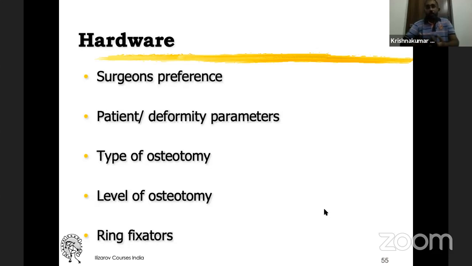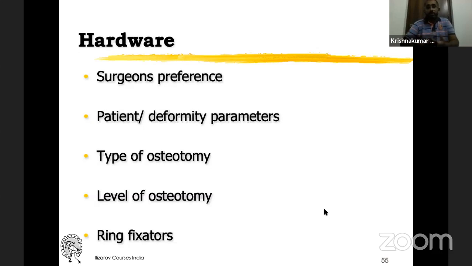If you are doing a plate or a nail, and the deformity warrants some amount of translation, your hardware choice has to depend upon that. So a lot of things depend upon the patient as well as the deformity parameters: the type of osteotomy, whether you are doing an opening wedge or a closing wedge, and the level of the osteotomy also. Certain deformities that are very close to the joint, sometimes you find it difficult to fix with a plate or a nail.